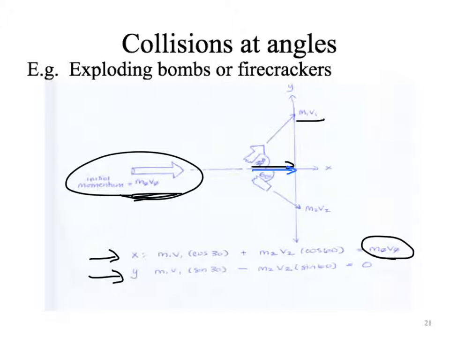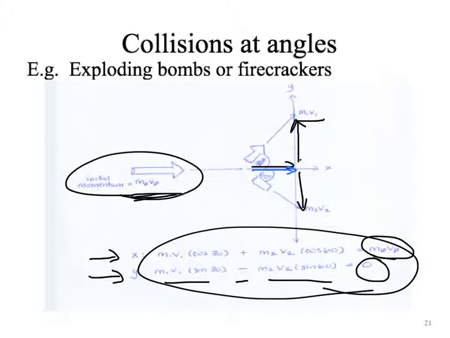For the y direction, I had nothing to start with, 0. So 0 will be what I continue with. I will have that, which is positive, and that will be the sine of 30 times m1v1, minus that, which is the sine of 60 times m2v2, and set it equal to 0. Now you'll have two equations and two variables, and then you have to solve it.